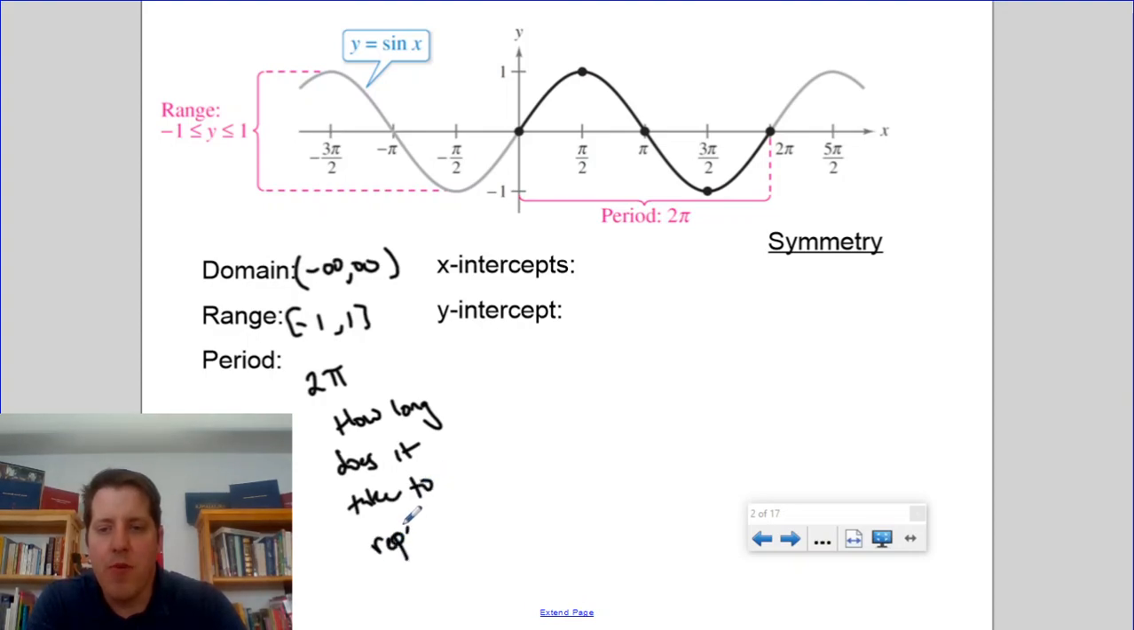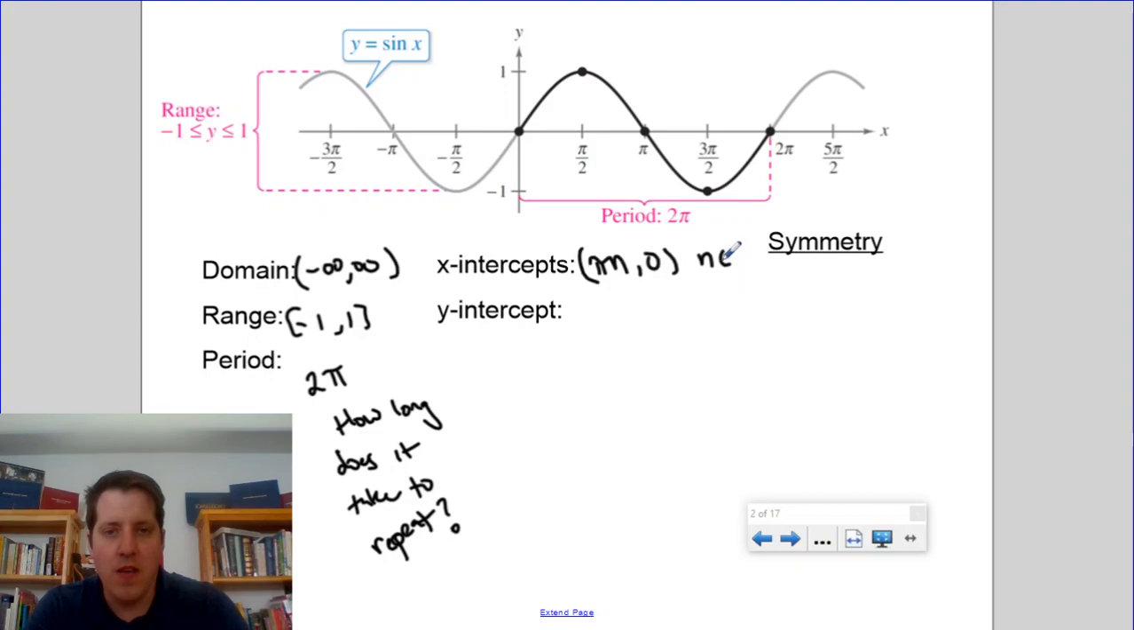The name for any function that repeats is a periodic function, and the period is how long that takes. A trigonometric function is a type of periodic function. Okay, the x-intercepts occur at pi n, comma 0.